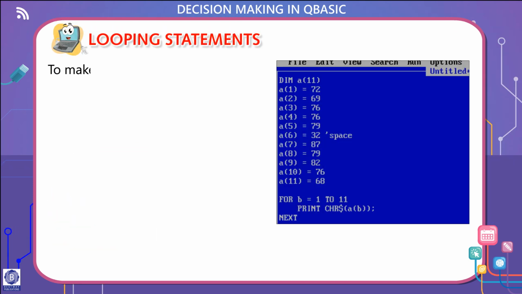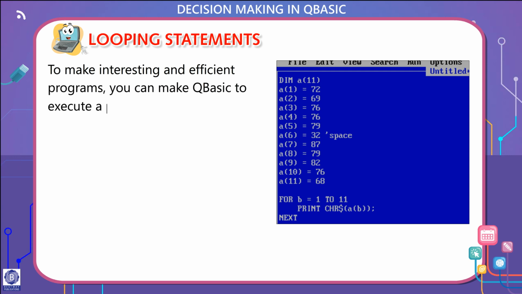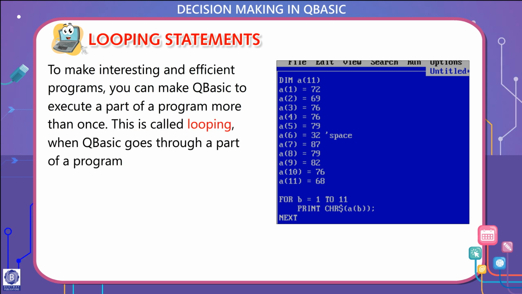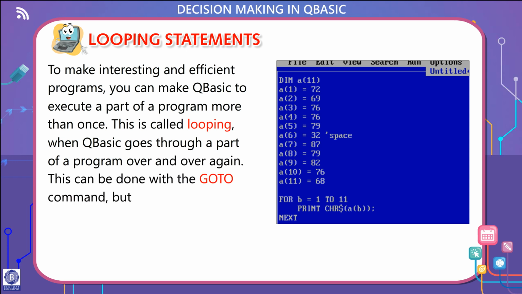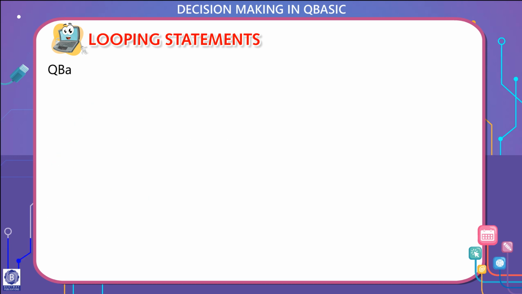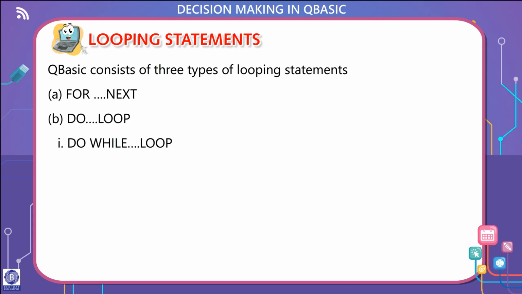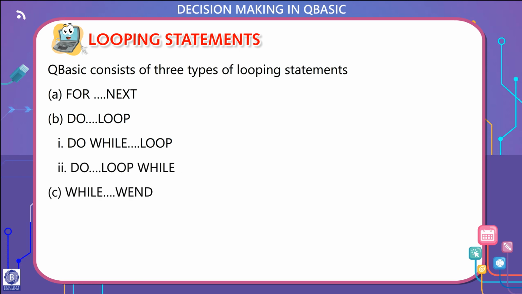Looping statements. To make interesting and efficient programs, you can make QBasic execute a part of a program more than once. This is called looping, when QBasic goes through a part of a program over and over again. This can be done with the go-to command, but in QBasic, there are some good ways to loop the program. QBasic consists of 3 types of looping statements: for-next, do-while-loop, do-loop-while.